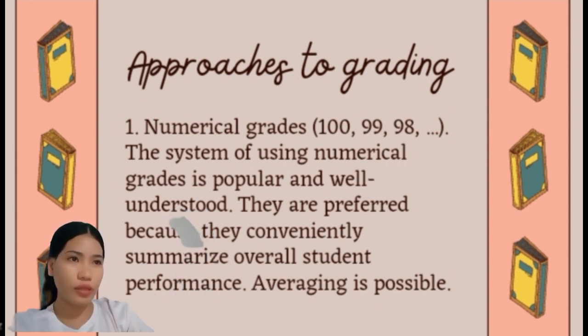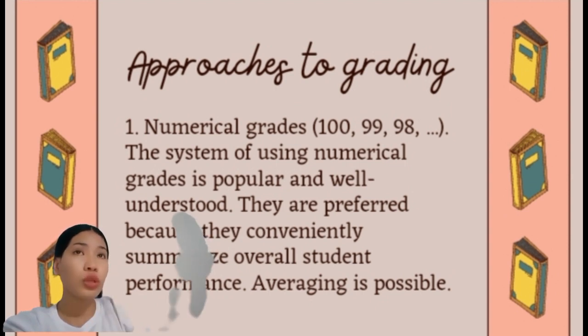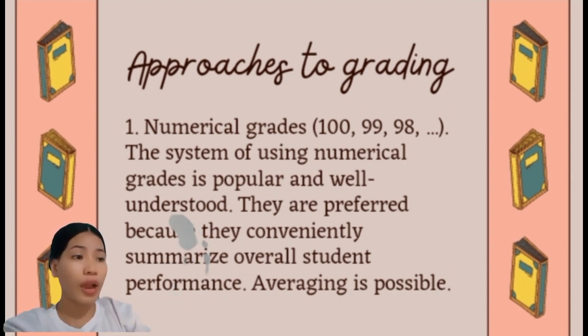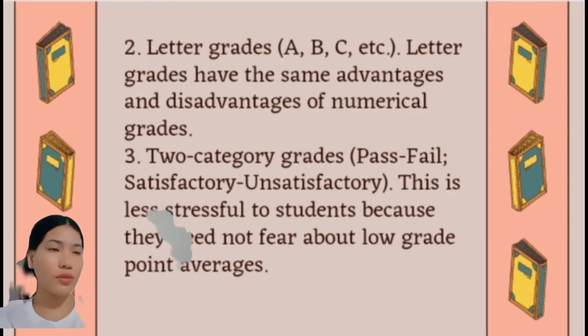One is numerical grades. The system of using numerical grades is popular and well understood. They are preferred because they conveniently summarize overall student performance. Averaging is possible. The word numerical grades, it consists of numbers. Numerical grades are commonly used in schools and universities to assess students' knowledge and skills. They provide a clear and objective measure of academic achievement. It is very popular. It's very familiar to us.